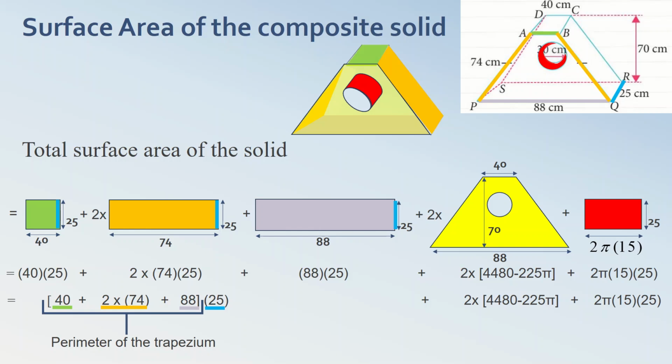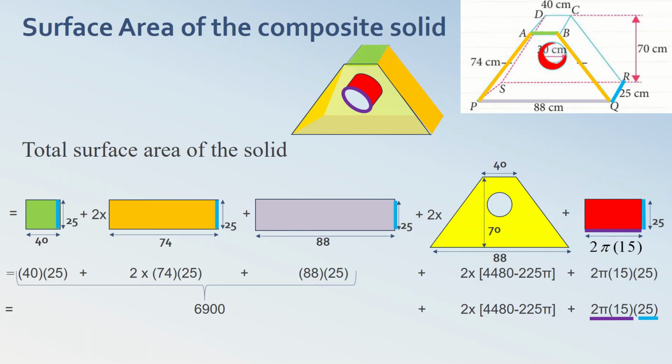Continuing with the calculation, we note a second interesting observation. Notice that the first three terms have a common factor of 25. Is this a coincidence? What is happening here? Factorizing 25 out, the sum of 40, 2 times 74, and 88 is actually the perimeter of the trapezium. This has great impact. This means that the total area of the green, orange, and purple rectangles could be calculated by perimeter of cross-section times length of prism.